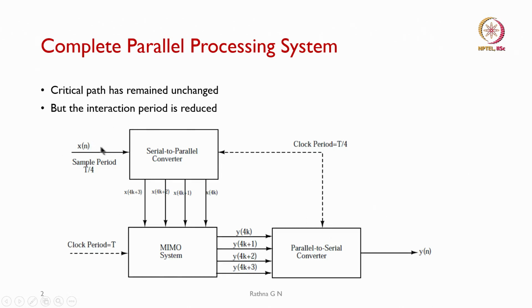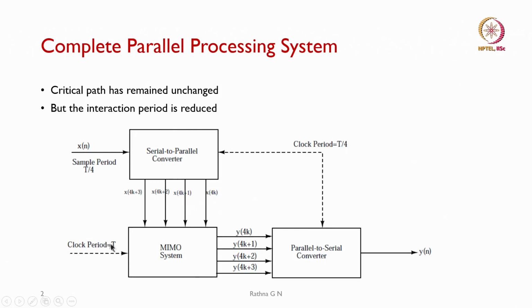So, x of n is the input, and as we are seeing, we will be considering 4 parallel lines. So that it will give you a flavor of how 2 parallel lines we have to take, how 3, and now we will see 4 parallel units. The sample period, we will subsample it to T by 4 in this case. Then we will go for a serial to parallel converter and then we will be getting x of 4k plus 3, x of 4k plus 2, x of 4k plus 1 and x of 4k in this case.